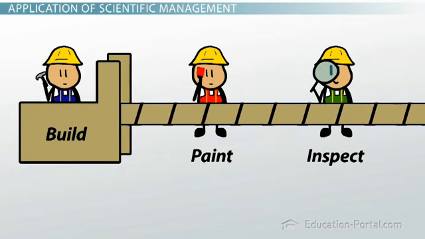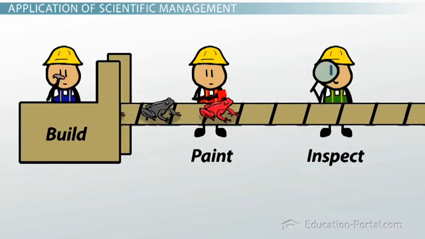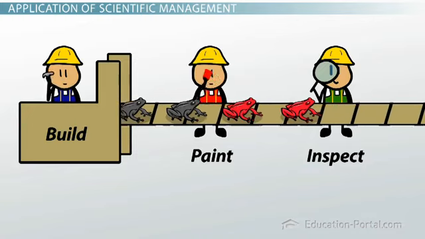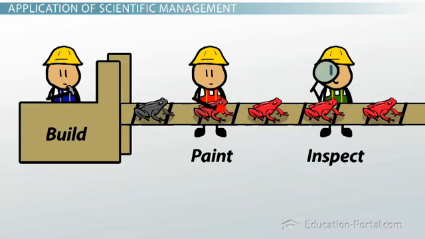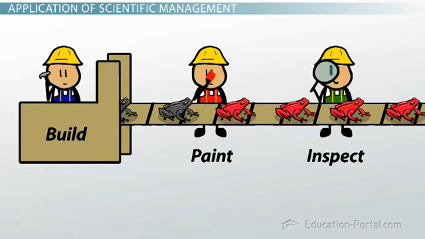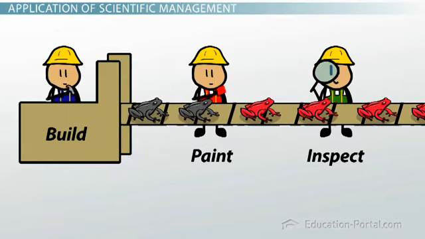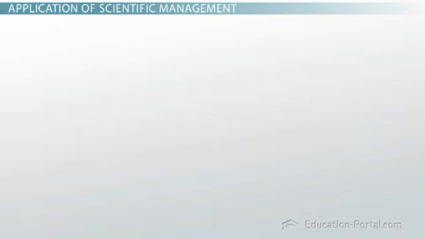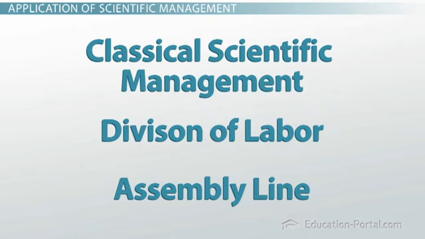Think of an assembly line where each individual employee completes one repetitive step in the product development process. The product is finished and ready to be sold after each employee completes his or her respective tasks in the product development process. To see classical scientific management, division of labor, and the assembly line in action, we can turn to Henry Ford of Ford Motor Company.